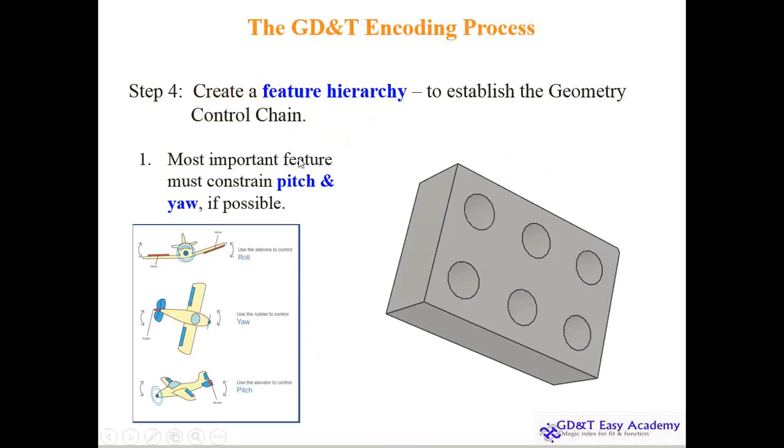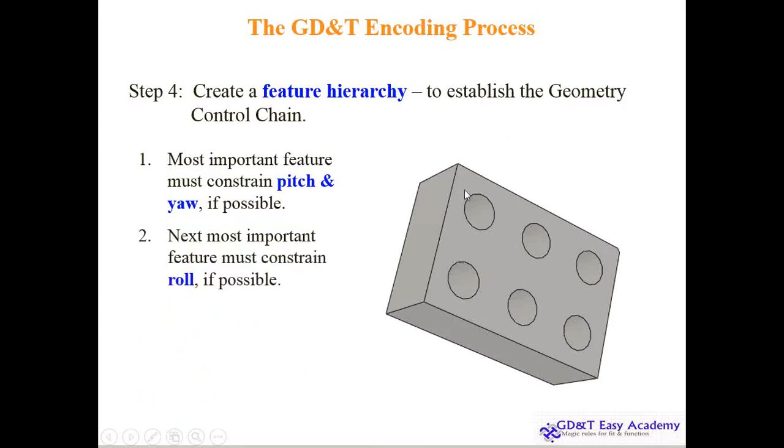That means the most important feature must constrain the pitch and yaw if possible. That means you need to restrict. If you put this block over a horizontal surface plate, the one translation is restricted and 2 rotations are restricted. That is the yaw and pitch. But still it can roll. Roll means it can rotate across the plate. So rolling is not restricted.